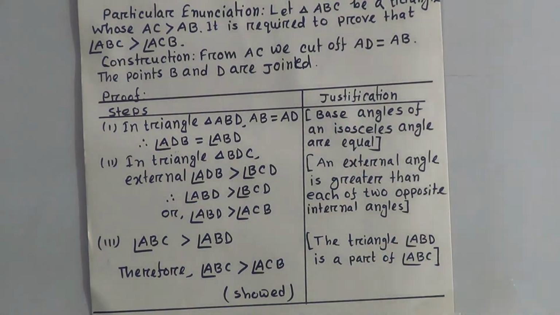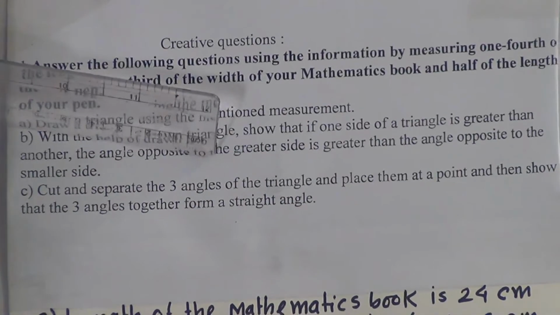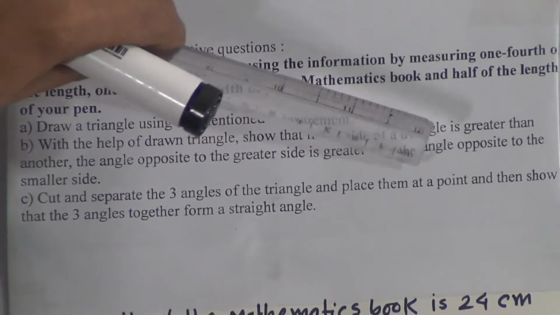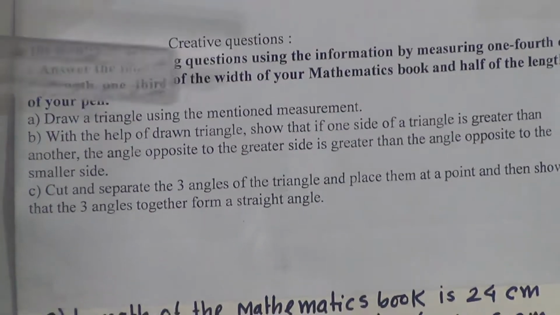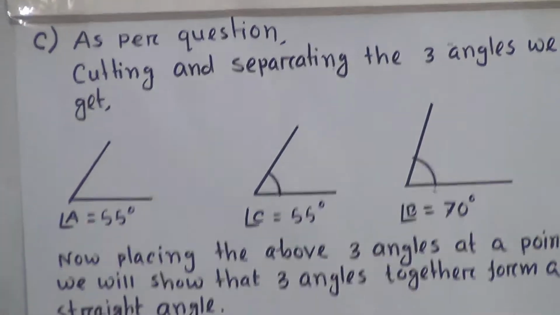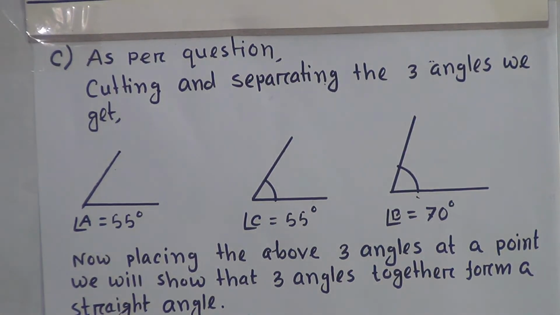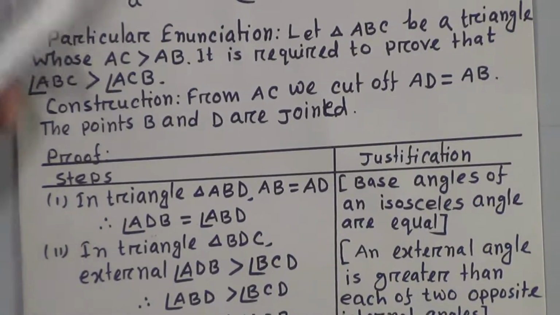Now dear student, please carefully look at question number C. Cut and separate the three angles of the triangle and place them at a point, and then show that the three angles together form a straight angle. Okay, dear students, this is very easy for you. That means at first you have to cut the angles. You have to measure the B angle, then C angle, then A angle.